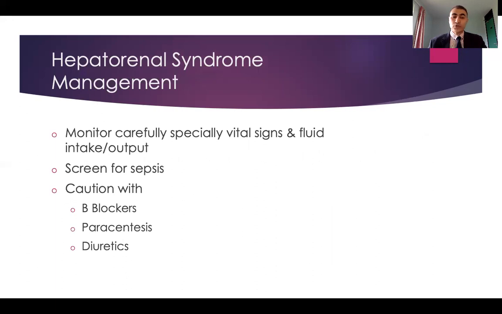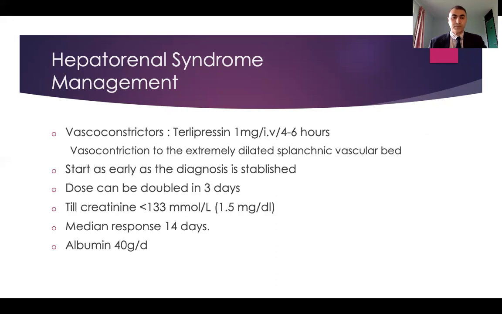For management, monitor carefully, especially the vital signs, fluid intake and output, and screen for sepsis. With beta blockers, it is recommended to stop them. Paracentesis can be offered if the patient has tense ascites and is unable to breathe, for just a few liters, and the diuretics should be stopped. Terlipressin 1 milligram every 4 to 6 hours is the best option in that situation.